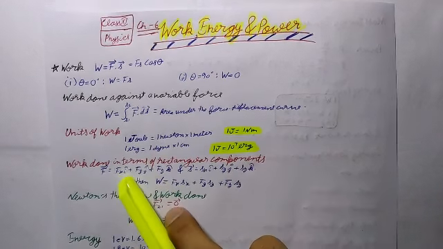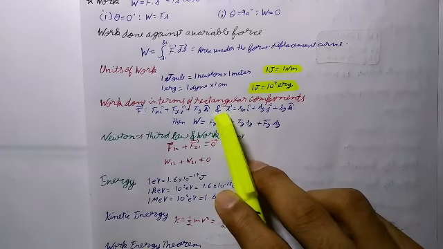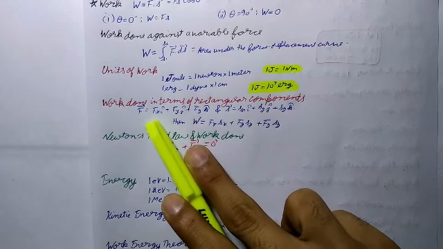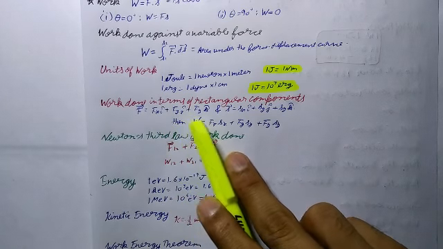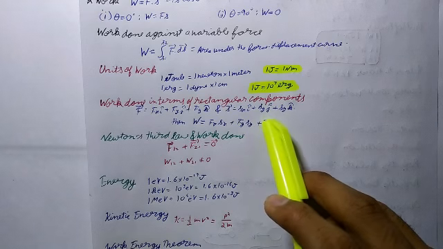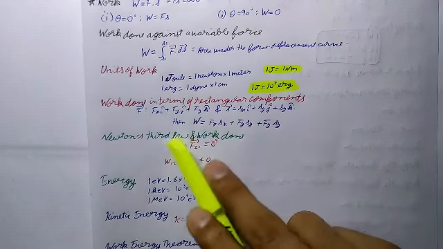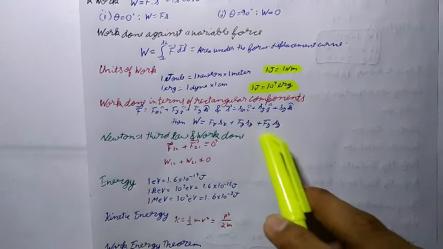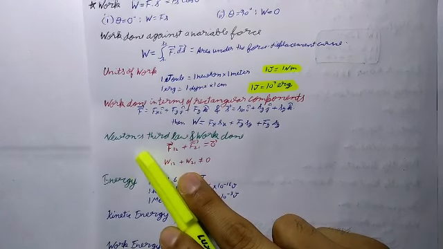Now work done in terms of rectangular components. F is equal to fx i cap plus fy j cap plus fz k cap, and S is equal to sx i cap plus sy j cap plus sz k cap. Then W will be equal to fx sx plus fy sy plus fz sz.